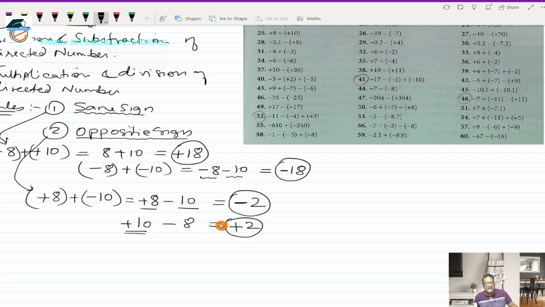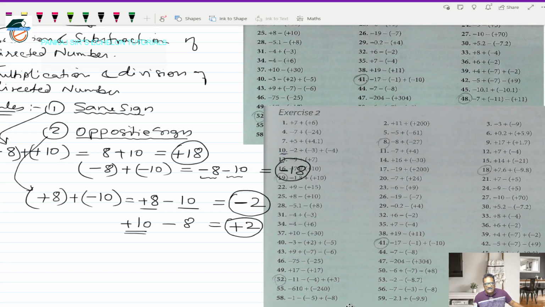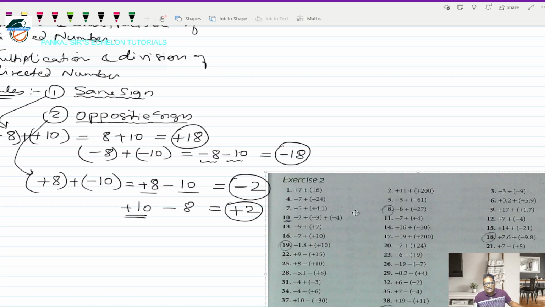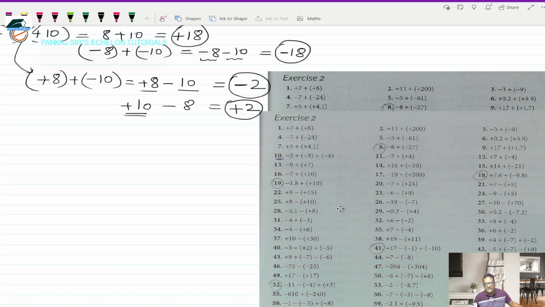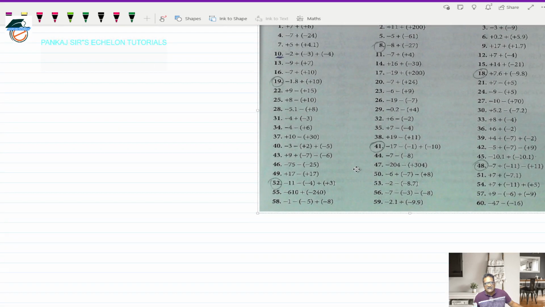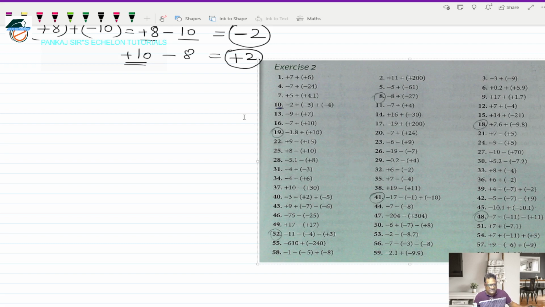So if you carefully see, if you follow these two rules of same sign and opposite sign, then all these 60 questions in this exercise 2, you can very easily find the answers to them. Is that clear? So with these two rules already explained to you, we will start with the exercise questions. Quickly we will try to complete this exercise because there's nothing big in it. Once you have understood the rules, you just apply them and you can get the answers. So I am quickly starting with question number 1 of exercise 2.